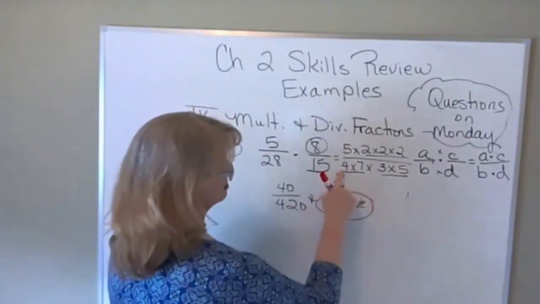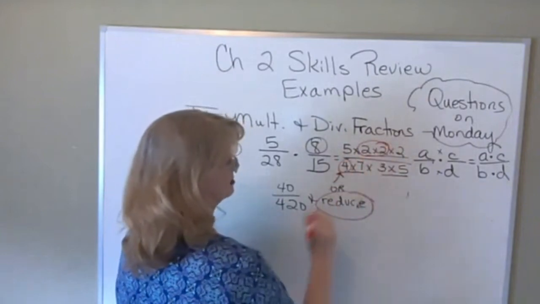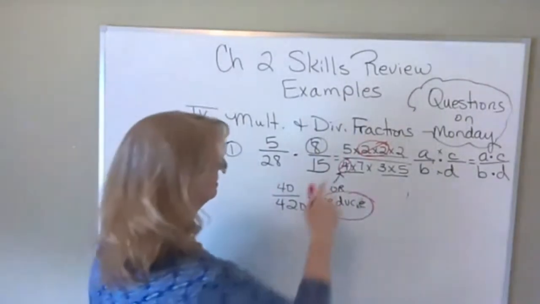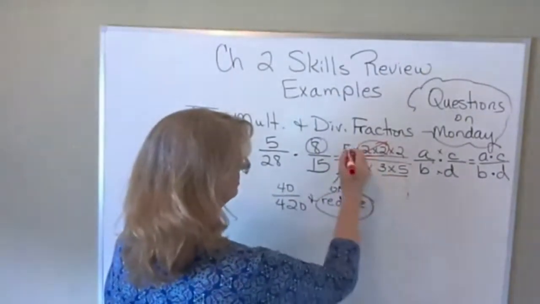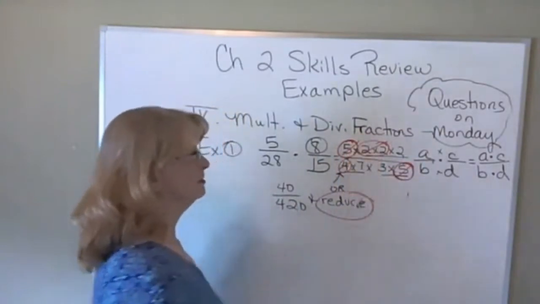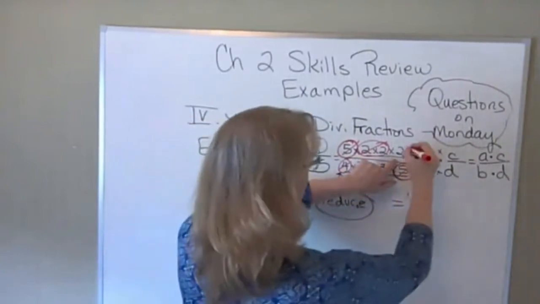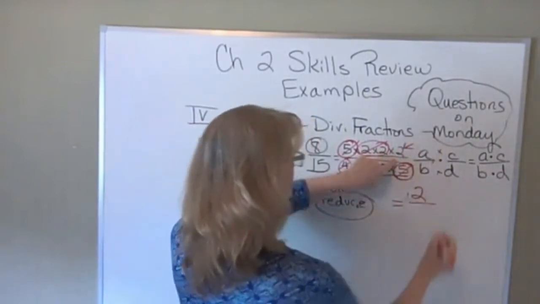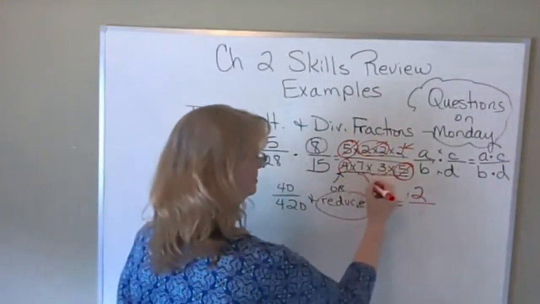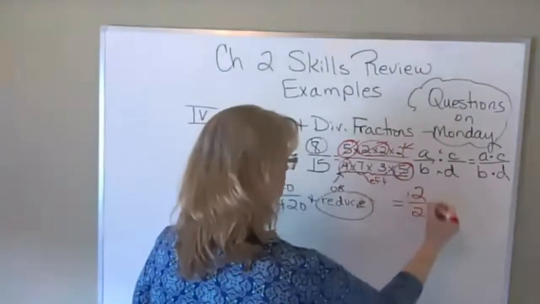So do you see that 4? Well, this is a 4 here. This is a 4. I'm going to cancel those. One on top, one on bottom. There's a 5 and there's a 5. Cancel those. What's left? On the top, all that's left is a 2. On the bottom, we have this left. 7 times 3, which is 21.